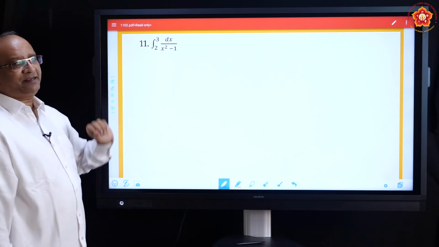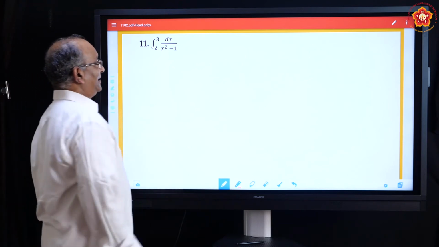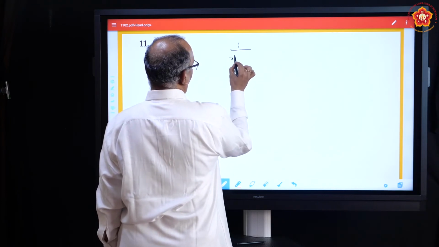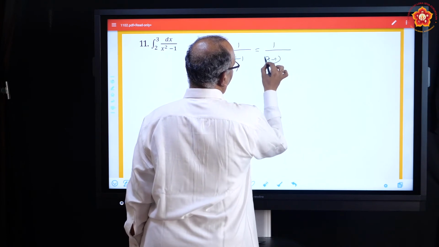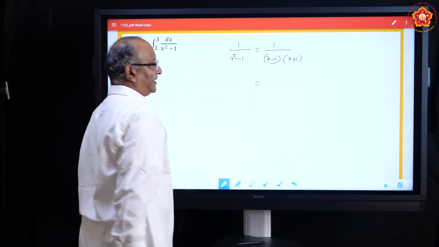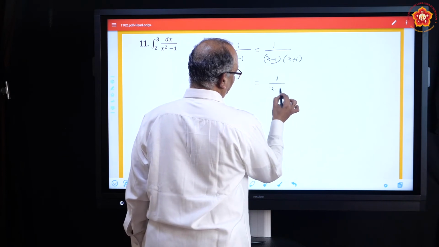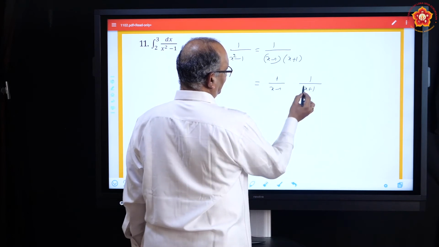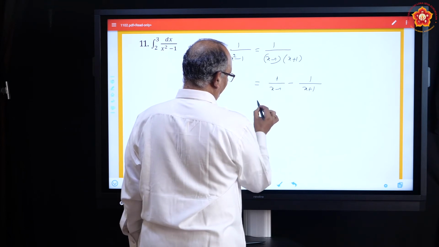In the indefinite integrals, what did you do? If it is like this, we'll just take that part separately. 1 upon x square minus 1 can be written as 1 upon x minus 1 into x plus 1. Try to break into partial fractions. How do we do it? Let us say we write 1 upon x minus 1 and we also write 1 upon x plus 1 and x minus 1 in between minus. So you get x plus 1 here actually.